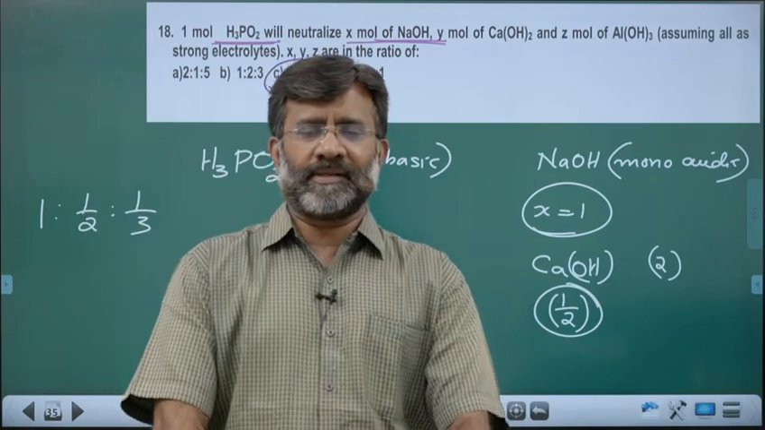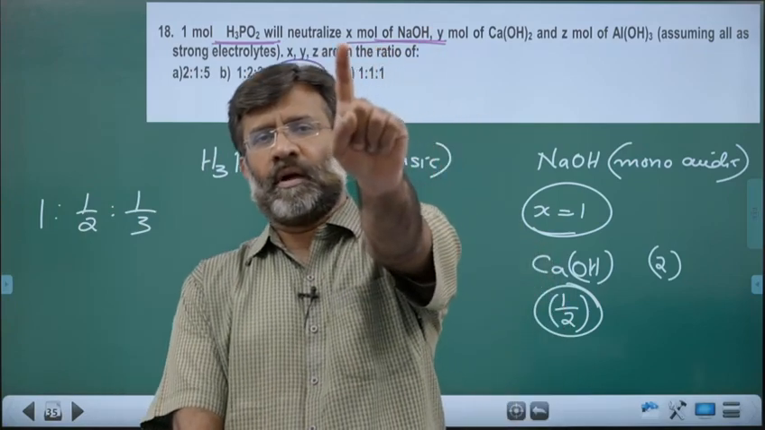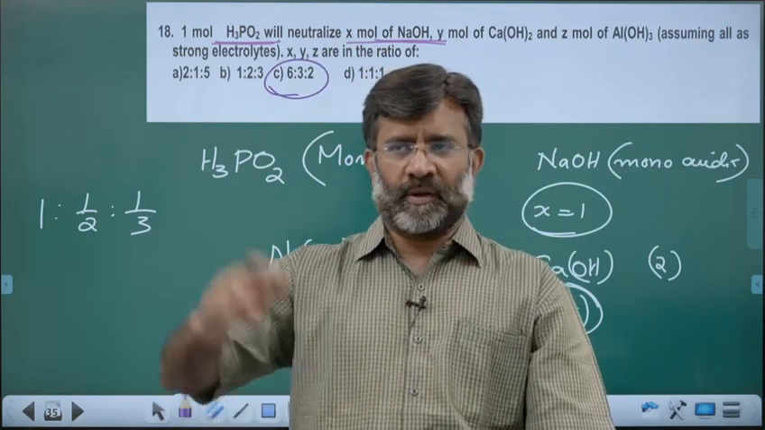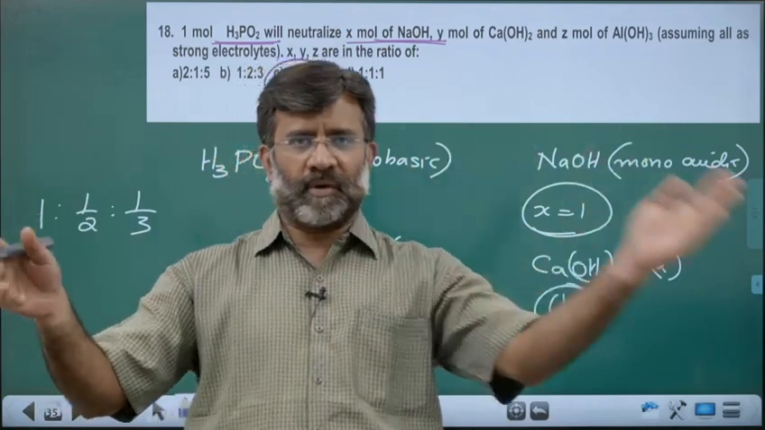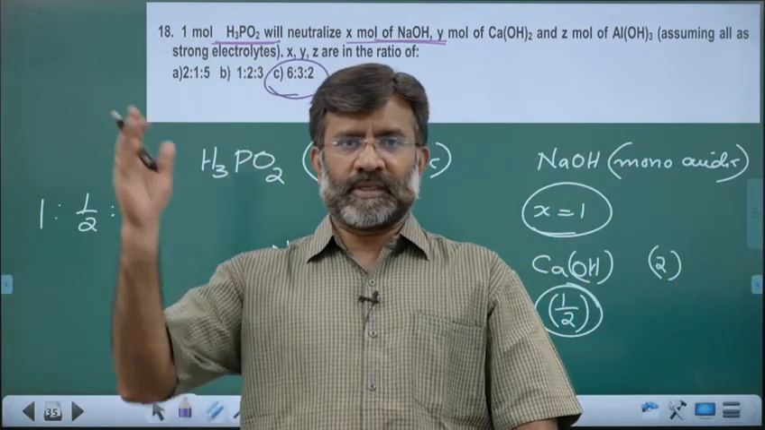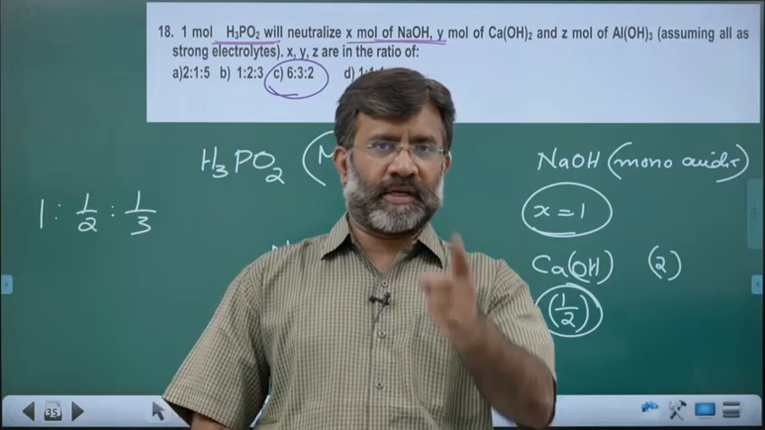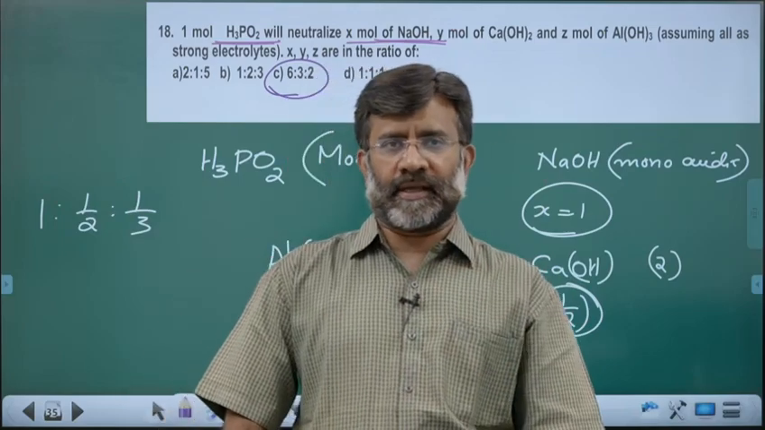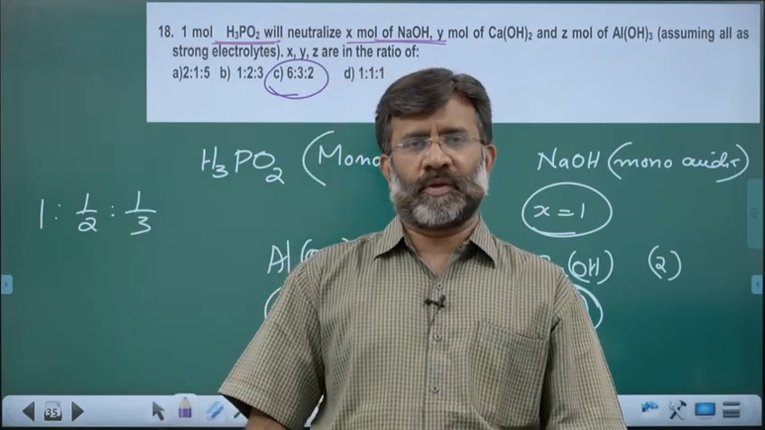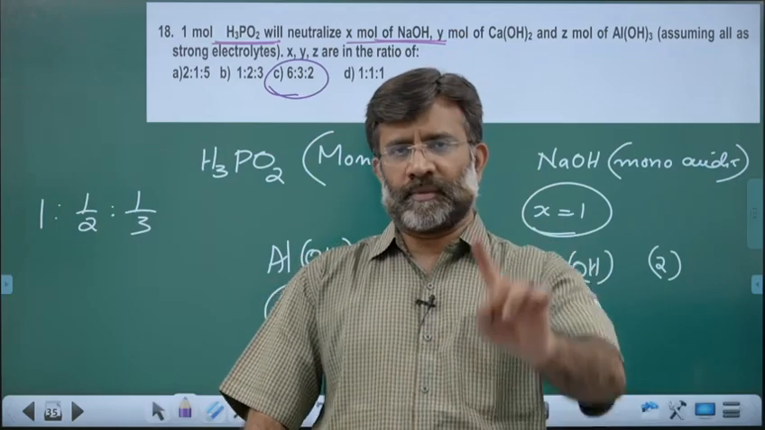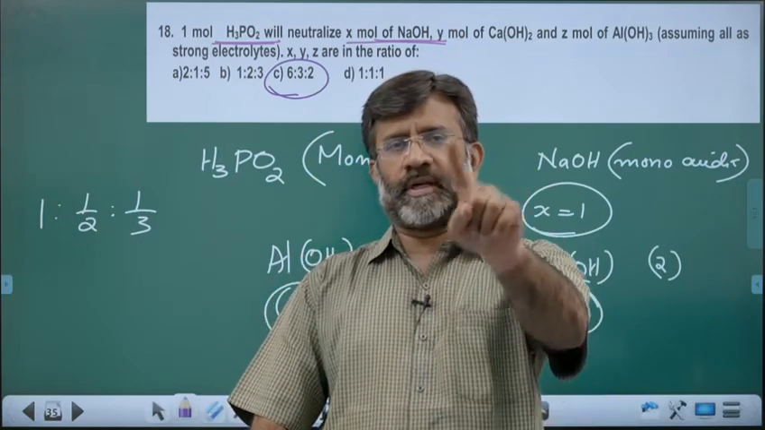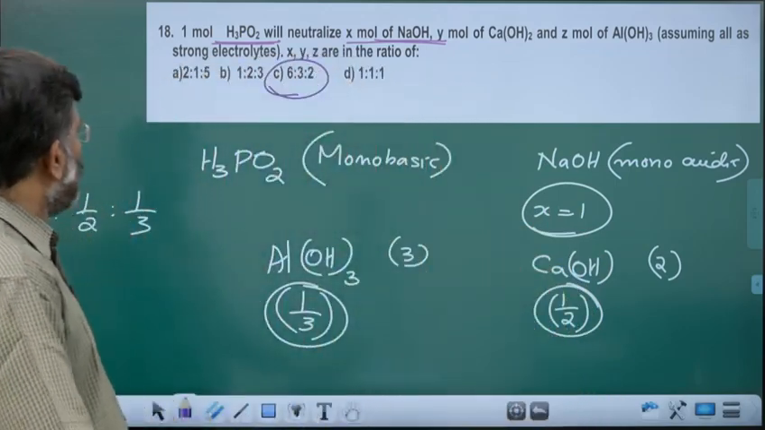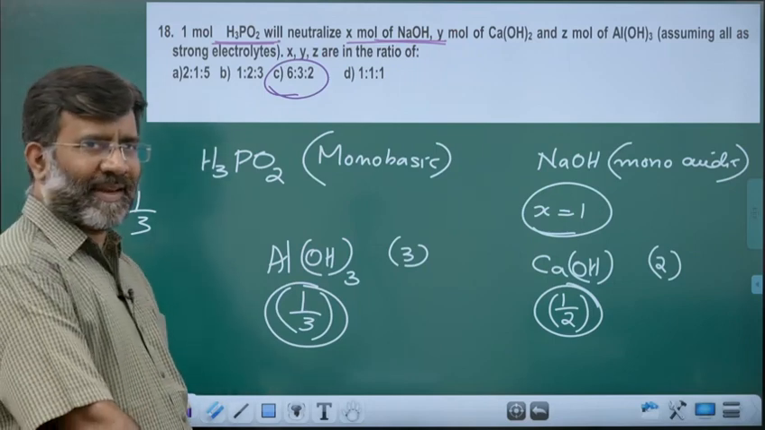So 1 mole hypophosphorus acid will completely react with 1 mole NaOH. Monoacidic base, monobasic acid. Calcium hydroxide is dibasic, so 1/2. Aluminum hydroxide is triacidic, so 1 with 1/3. So NaOH is 1, calcium hydroxide is half, aluminum hydroxide is 1/3. What is the ratio? 6:3:2. Next question.